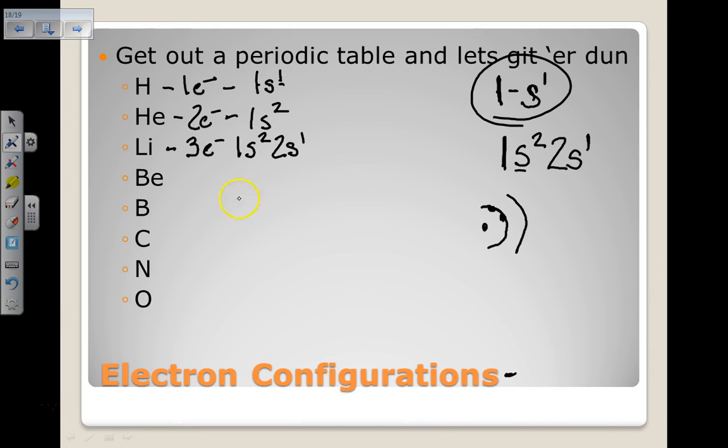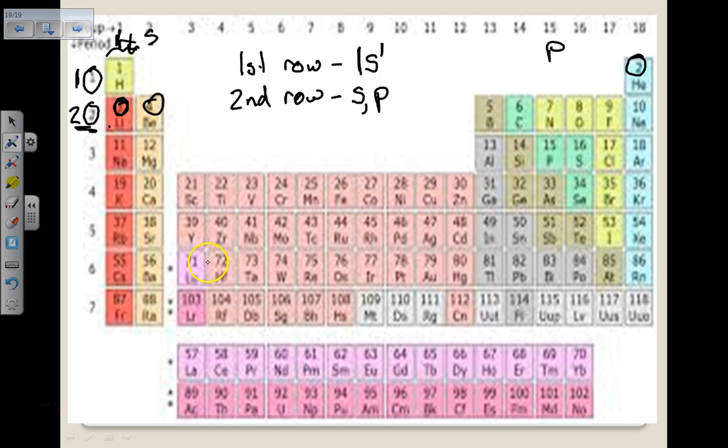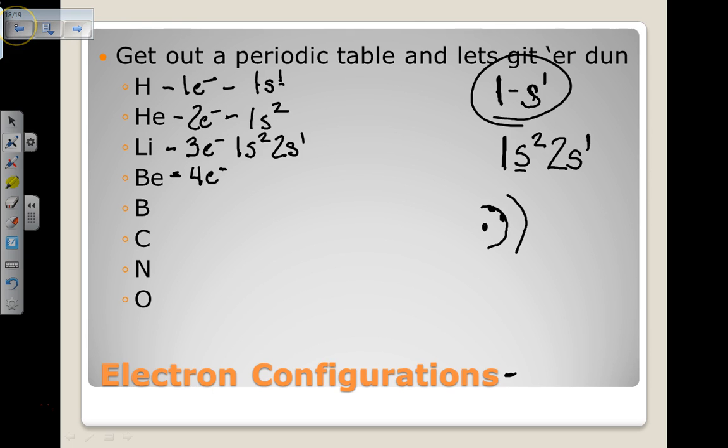Okay, well, let's look at beryllium. Beryllium has 4 electrons. Okay, we're not going to go through the whole periodic table like this, trust me, but I want to build up the pattern. Okay, and so now beryllium is right here. Okay, it's in the second row and it's in the second column. I wonder if that's going to be any pattern.